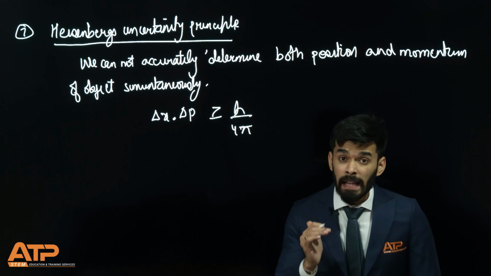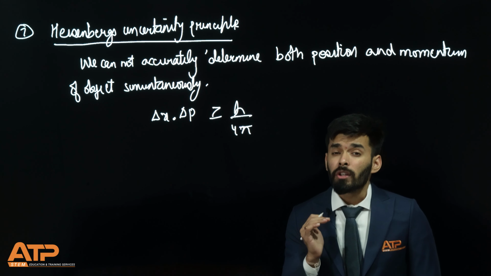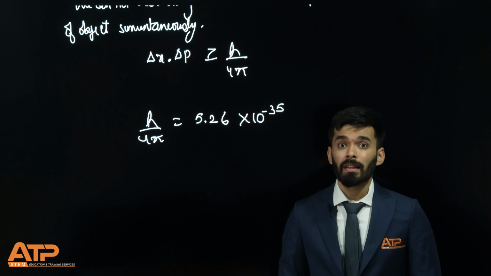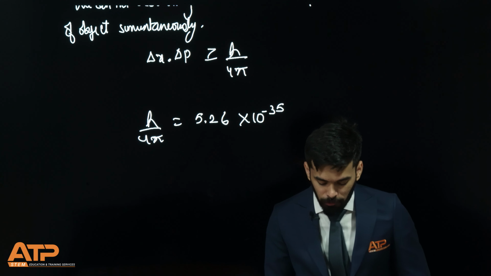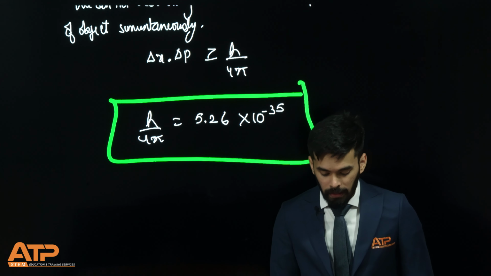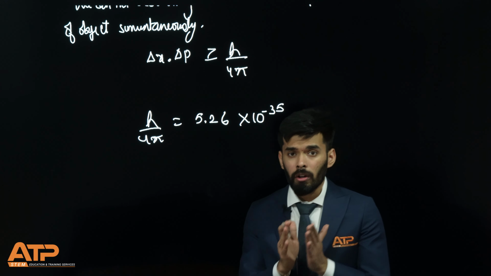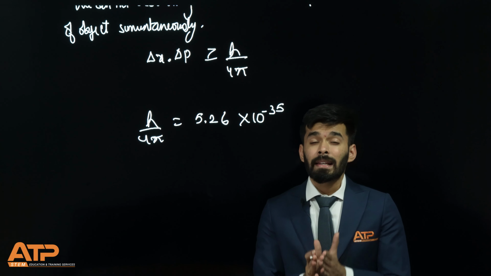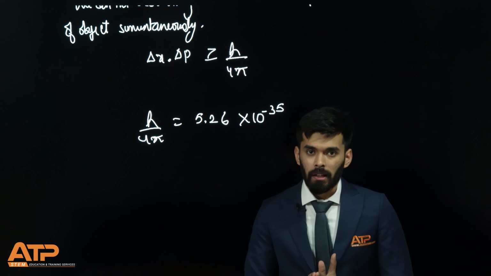Again, in this h upon 4 pi, I would recommend you to learn the value of h upon 4 pi to save time in exam, and the value of h upon 4 pi is this. Learn this value, this will save a lot of your time in exam, and you will be able to quickly calculate the answer using this value.